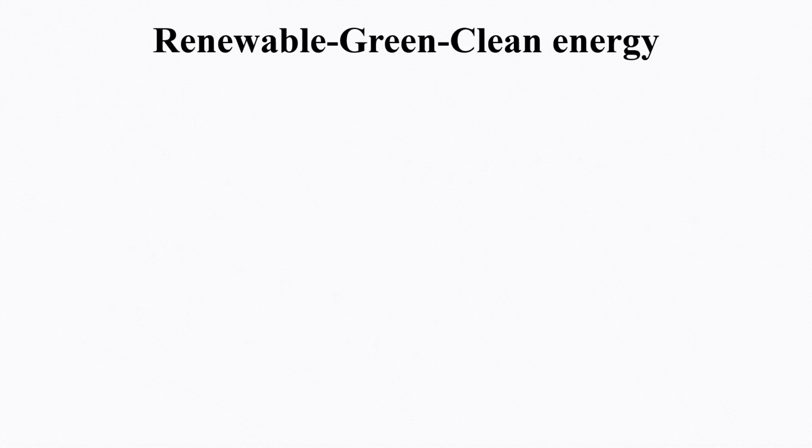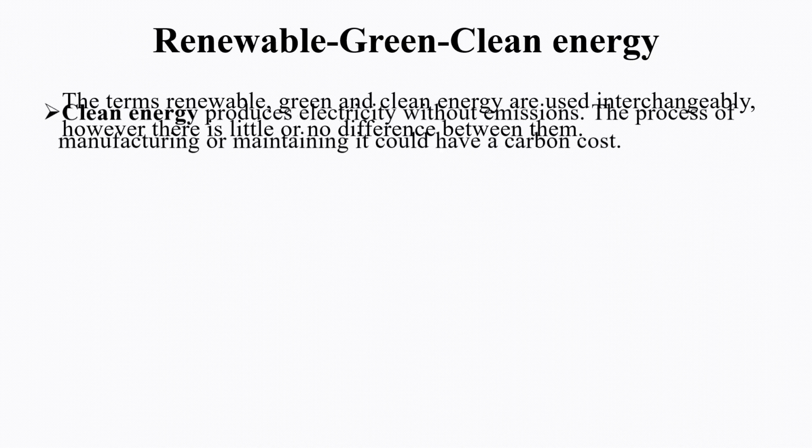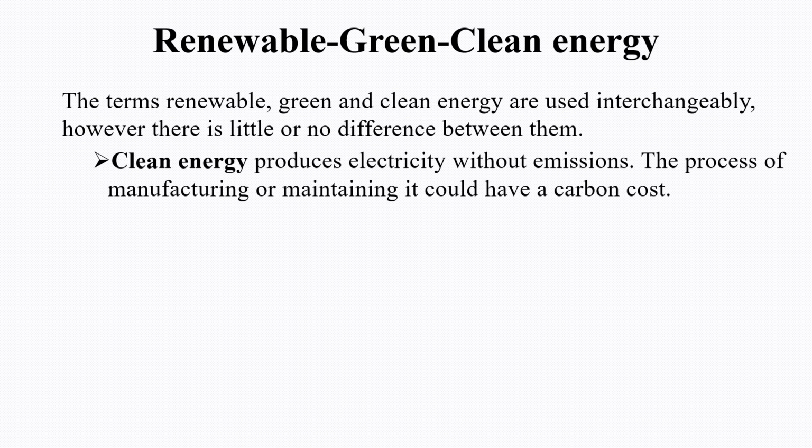These three words, renewable, green, and clean energy, are used interchangeably, almost having the same meaning. There is little or no difference between them, because when we talk about renewable, we talk about green energy. And when we say something is renewable and sustainable, then we are talking about clean energy, something that produces electricity without emissions.